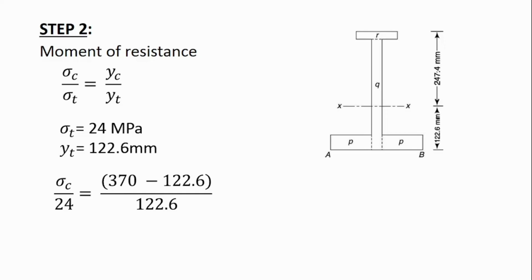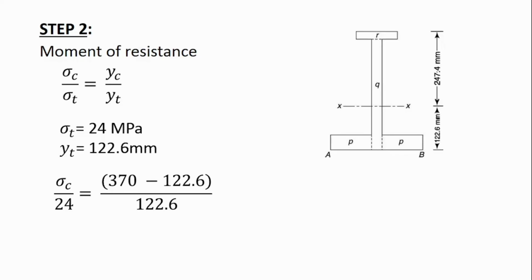If you solve for sigma C here, you arrive at 48.43. This is safe, since what was given was actually 90 megapascal. So we are within the safe range. That means we can go ahead.